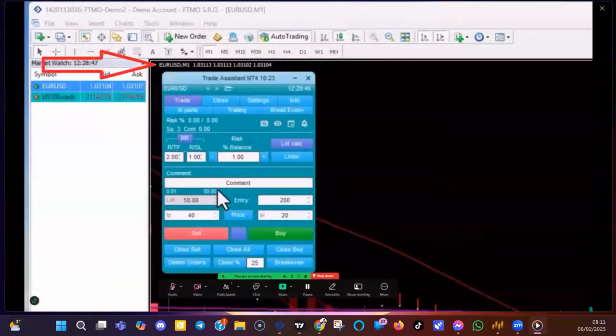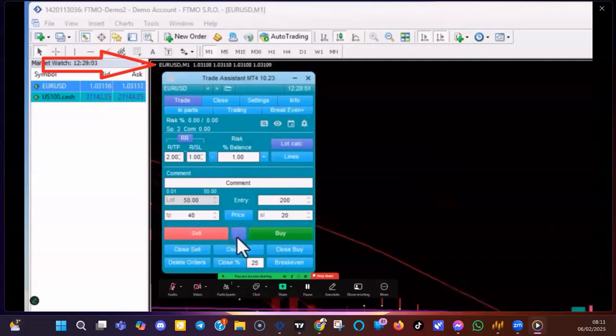I've got my risk to reward on the Trade Assistant locked at 2 to 1. I've got my risk balance at 1%. Lot calculator is on, and my little purple button here between the buy and sell is also activated. So we're ready to bring the Trade Assistant onto the chart.